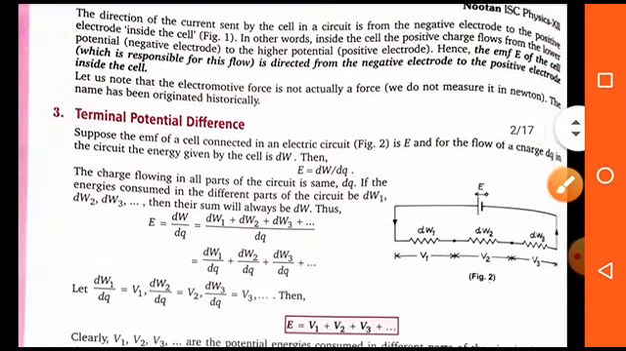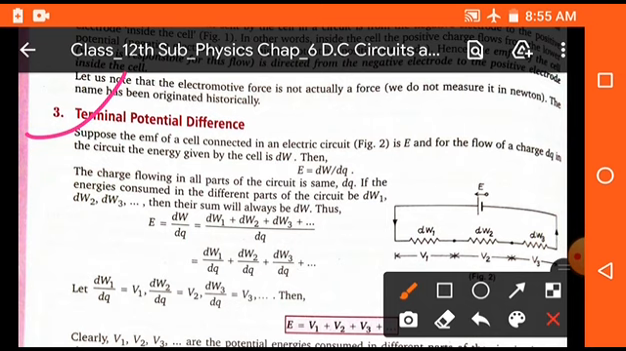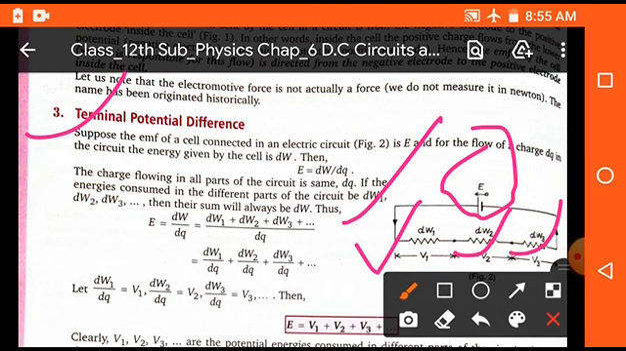Now students, we will discuss terminal potential difference. As we know, terminal means between 2 points, and the potential difference between any 2 points in the circuit is known as terminal potential difference. You can see in the diagram E is the total potential, or you can say the EMF, and there are three conditions, this and this. These show the potential difference.